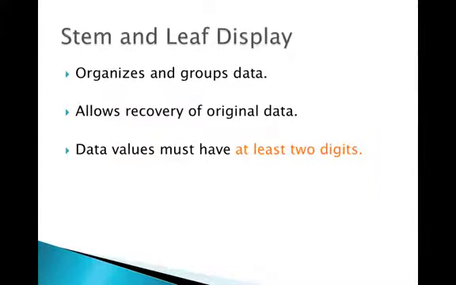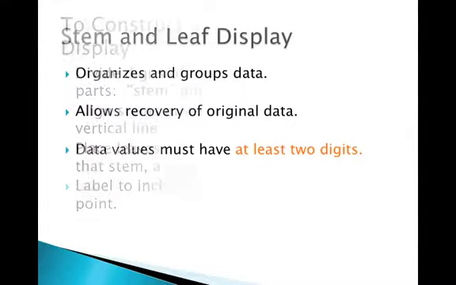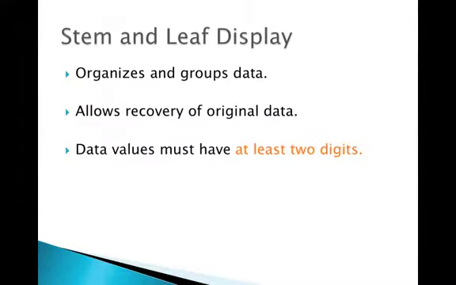A stem and leaf display organizes and groups data, and it allows the recovery of original data, which is some of the benefit of it. And the data values you need to know have to have 2 digits because we've got to have a stem, we've got to have a leaf.